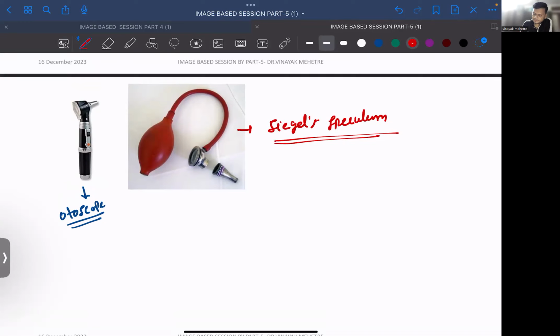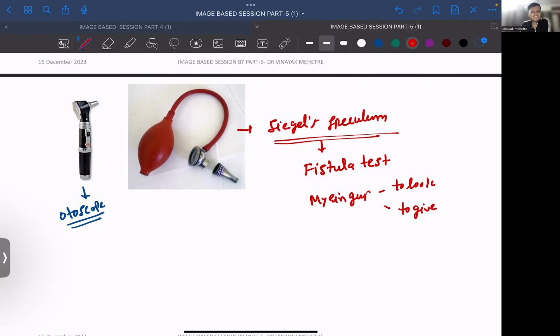Where do we use it? Many of you know this. We use it in the fistula test. Everyone knows this? When we put it into the ear, what do we look at? We look at the ear drum, which is called the tympanic membrane or myringa. It is used to check the myringa and to give medication.